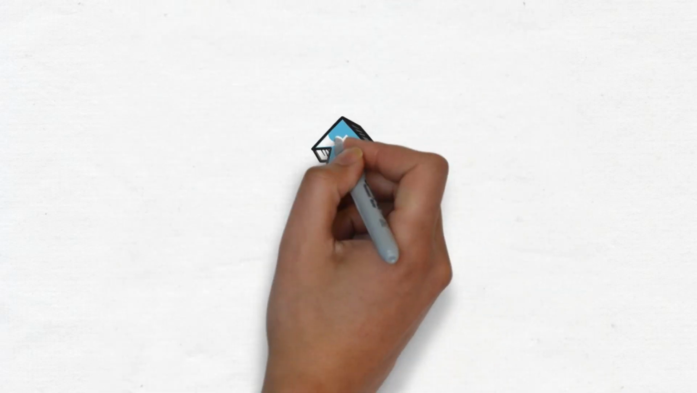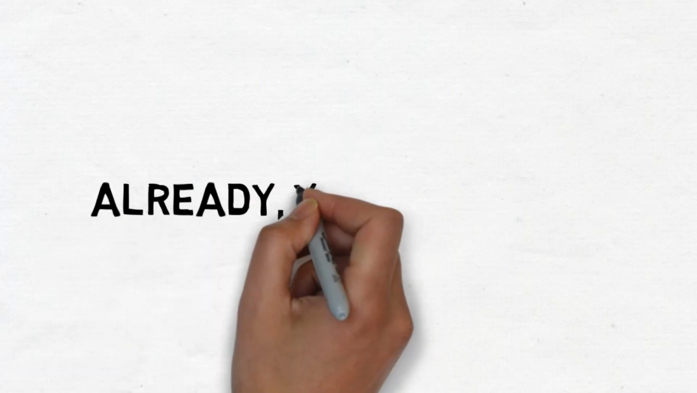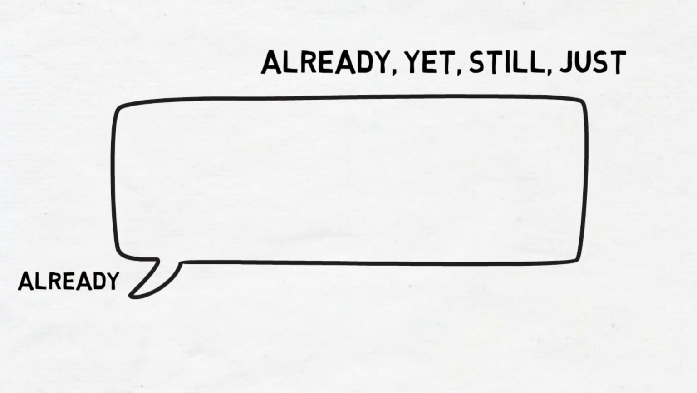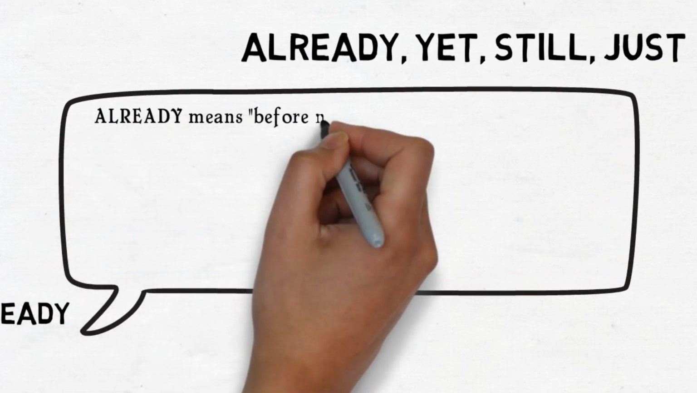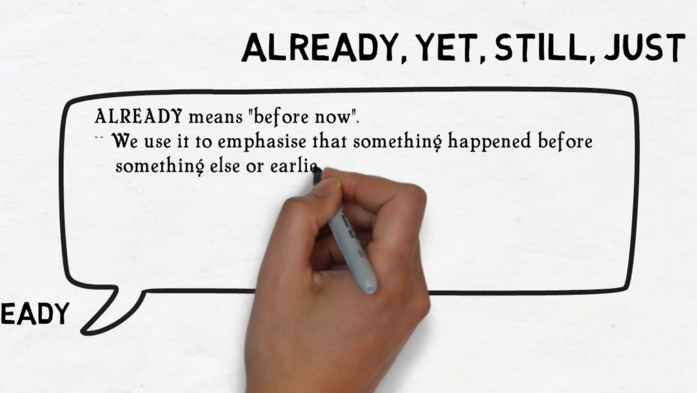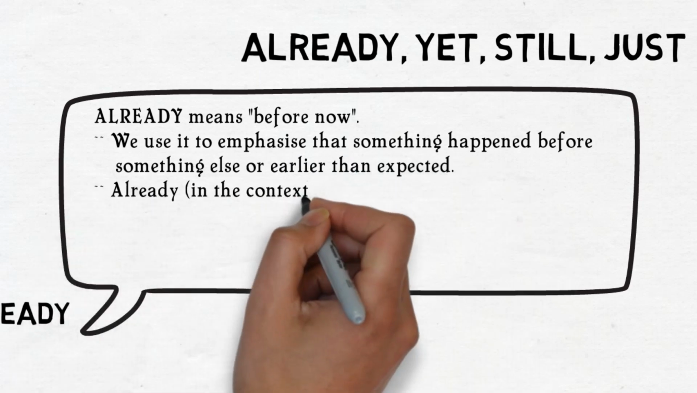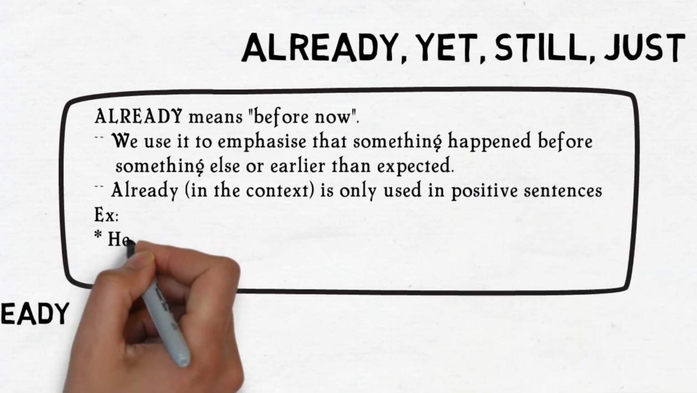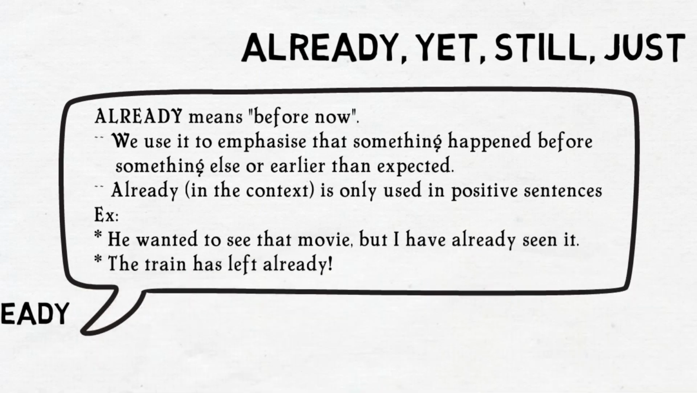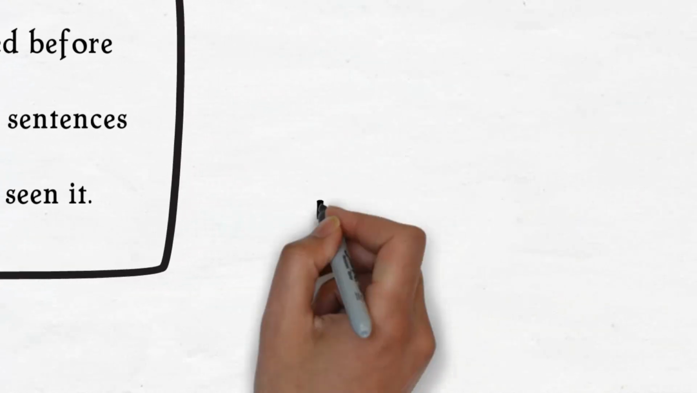Let's move along to the next section. That is already, yet, still, and just. First, talking about already. Already means before now. We use it to emphasize that something happened before something else or earlier than expected. Already in this context is only used in positive sentences. For example, he wanted to see that movie, but I have already seen it. Second, the train has left already. You can put already after the auxiliary verb, has or have, or at the end of the sentence.